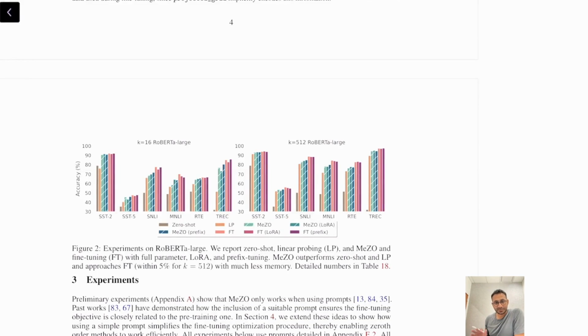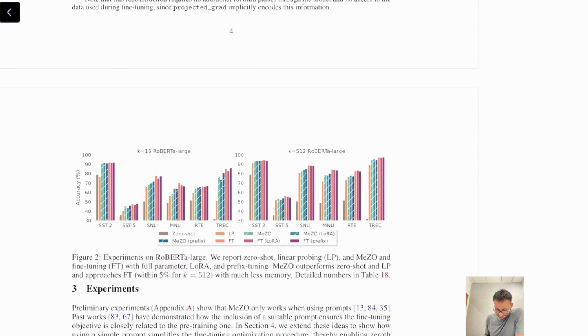The results are actually pretty impressive. If we look at the results, MeZO and MeZO low rank adaptation are actually pretty close to the more advanced methods requiring much more memory as compared to MeZO. And then it's beating, in this case, we report zero shot, linear probing, and MeZO fine tuning with full parameters. MeZO outperforms zero shot and linear probing approaches with much less memory. So all in all, I feel like it's a very good approach to fine tuning in a memory efficient way.